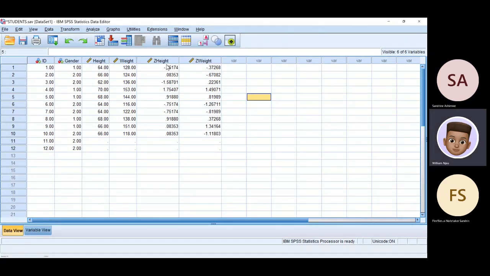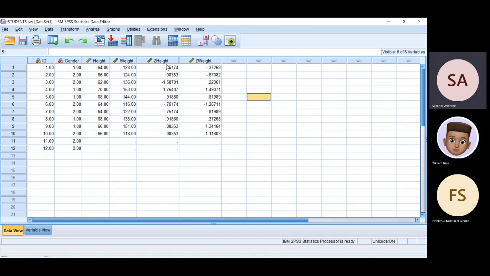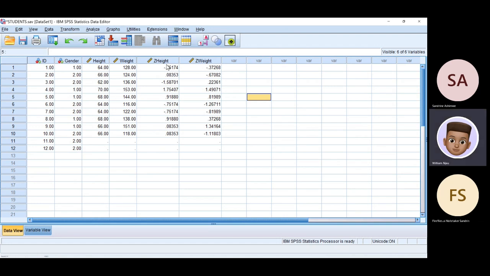Now we are looking at correlation between variables. Correlation, I don't know if you're aware of what correlation is. If someone was to ask you what is correlation, what would you tell them?